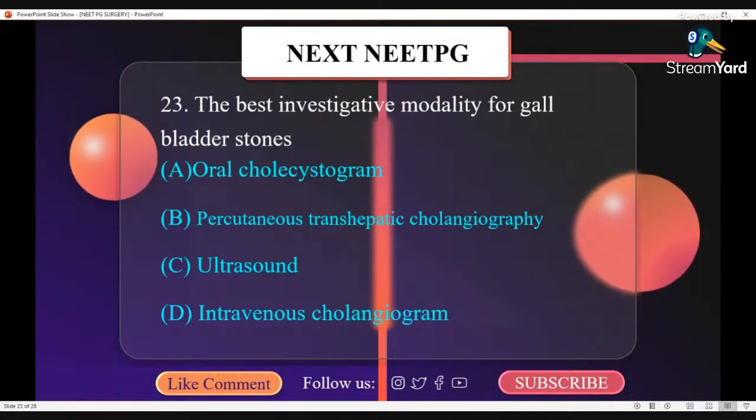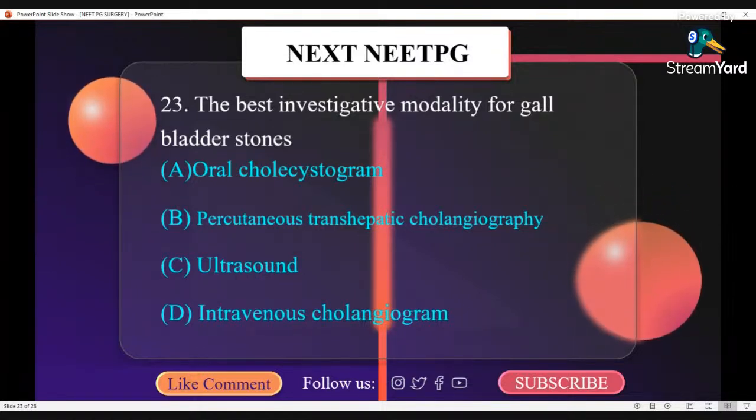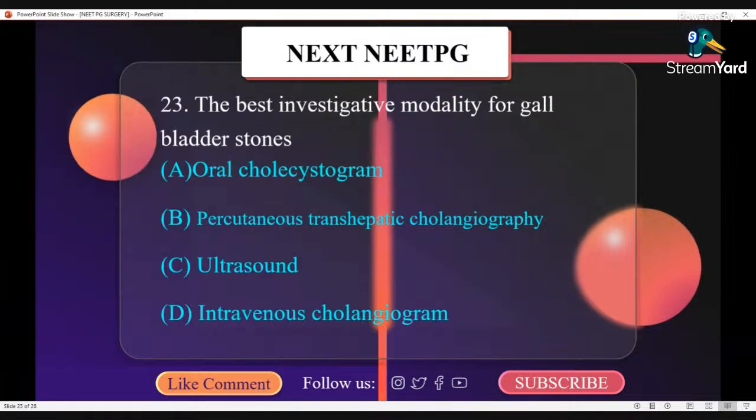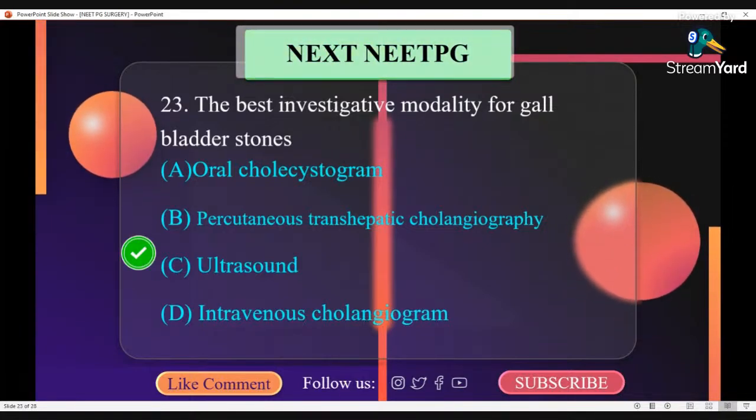Investigation of choice for diagnosis of gallstone, acute cholecystitis, acute acalculous cholecystitis, and chronic cholecystitis is ultrasound. So the correct option here is C, ultrasound.